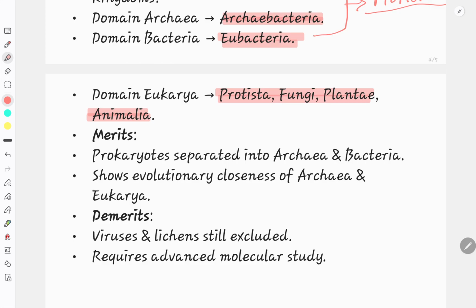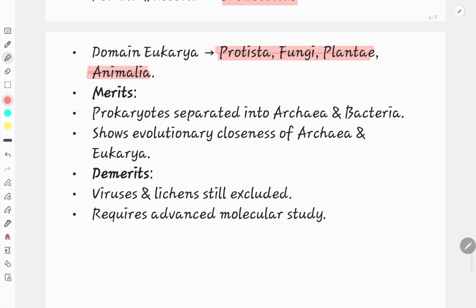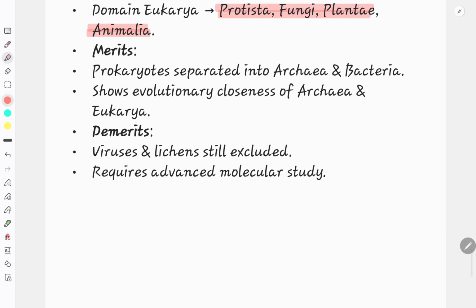What were the merits? The prokaryotes were separated into archaea and bacteria, showing evolutionary closeness to the archaea and bacteria. Demerits: it still excluded viruses and lichens, and requires advanced molecular study. You cannot just start classifying with the method of Woese. You need to have the knowledge of molecular biology to study it or to classify them.